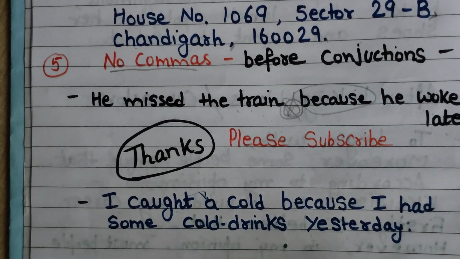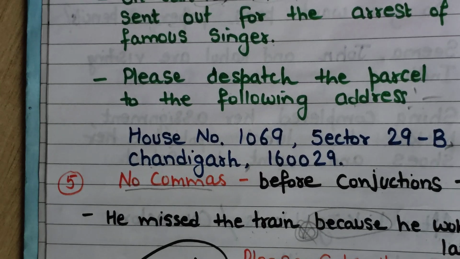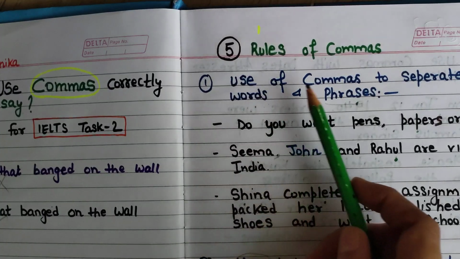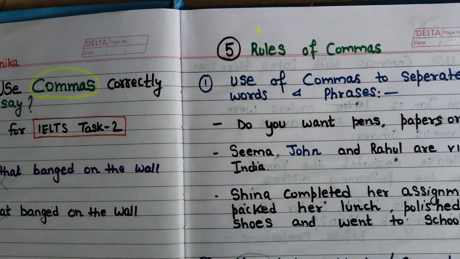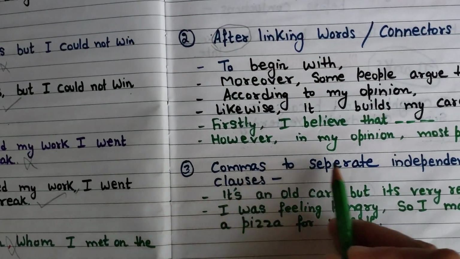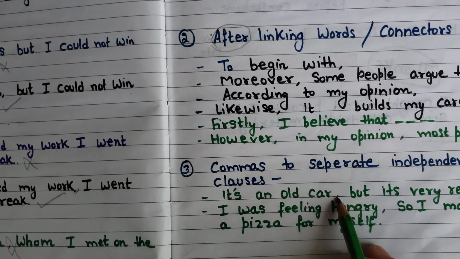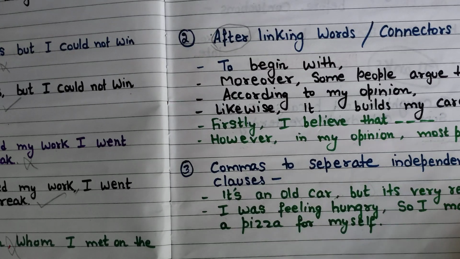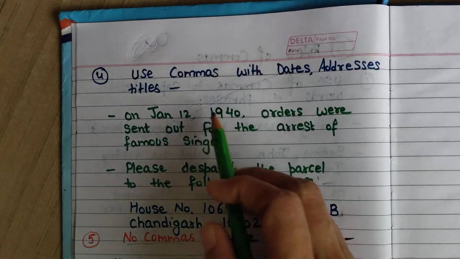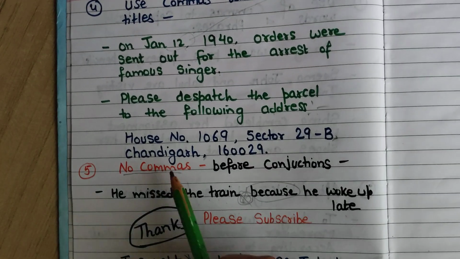But before that, I will show you the full repetition, a revision of all the rules. This is my first: use of commas to separate words and phrases. Second, after linking words or connectors. And the third one is commas to separate independent clauses. There are two independent clauses, so we are separating them by a comma and by using this conjunction. The fourth rule is use commas with dates, addresses, and titles. And the fifth one is no commas.